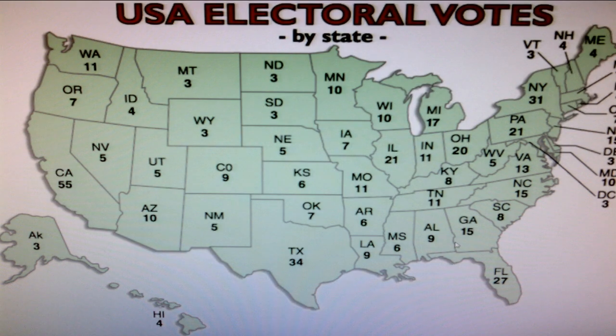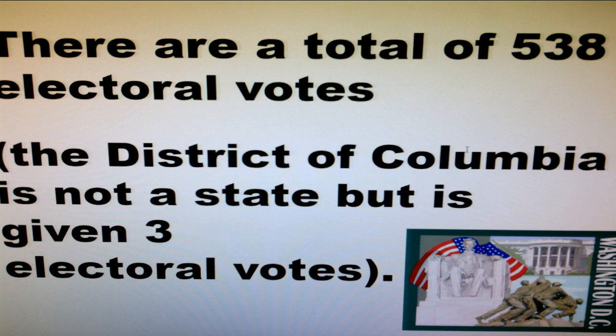And you can tell this is an old map, right? Ohio had 20 here, so this would have been around when I moved back from Puerto Rico. There are 538 electoral votes, because the 23rd Amendment gave electoral votes to Washington, D.C. So you need 270 to win.